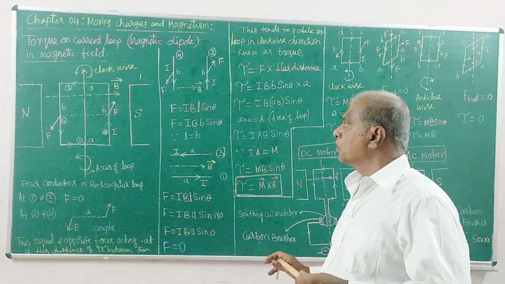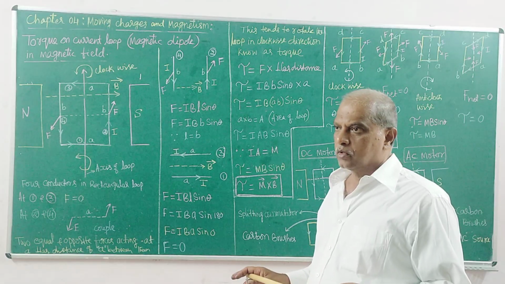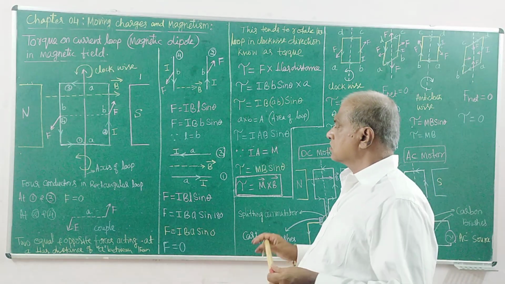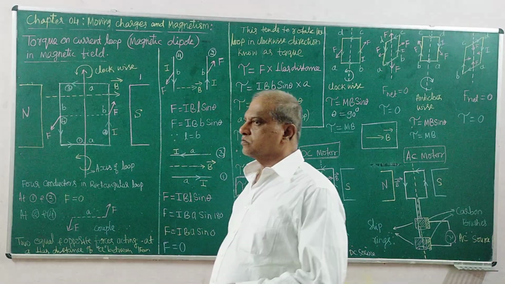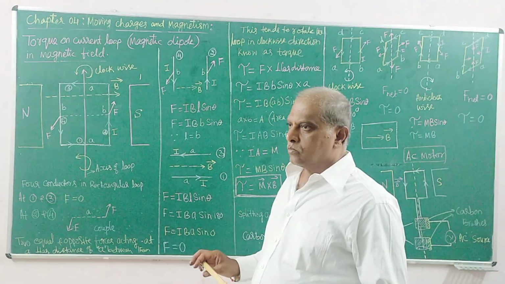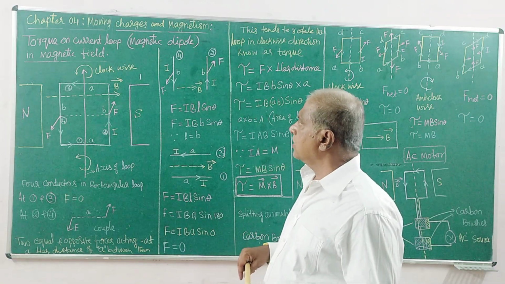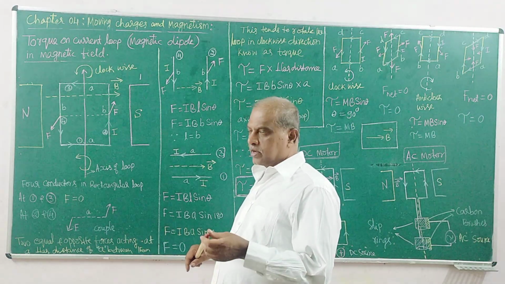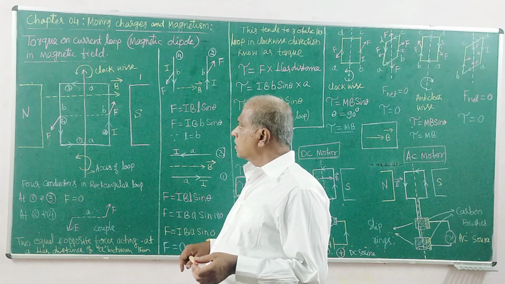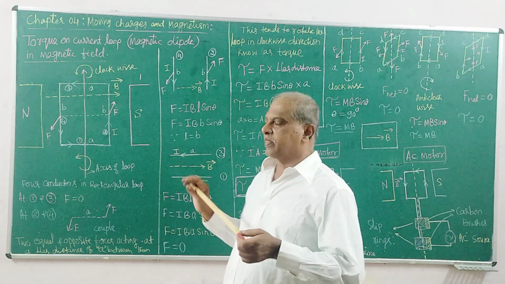A current carrying loop produces the torque force when it is placed in the magnetic field like this. The loop carrying current can have different orientations in the magnetic field.